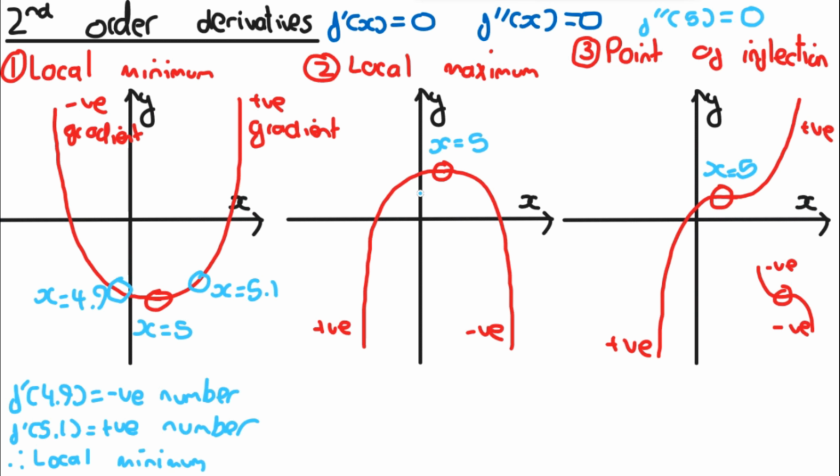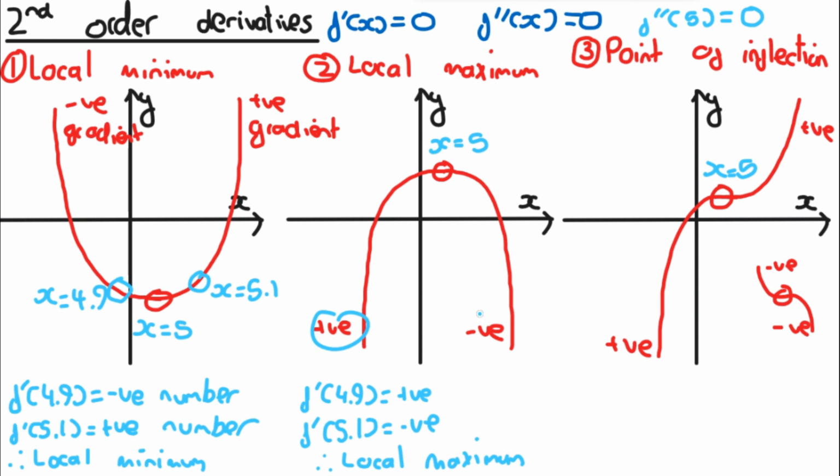For a local maximum, it will be the opposite. If f dash of 4.9 is a positive number and f dash of 5.1 is a negative number, therefore it will be a local maximum due to the way that the gradients work.